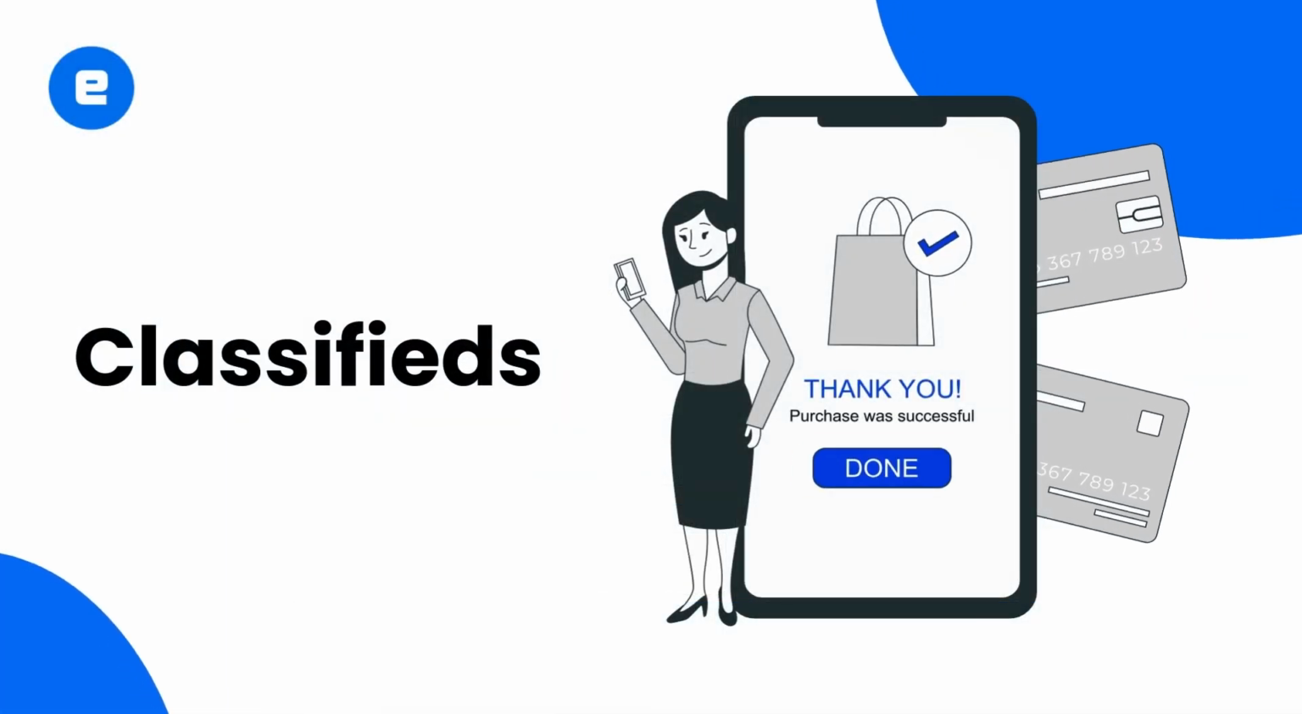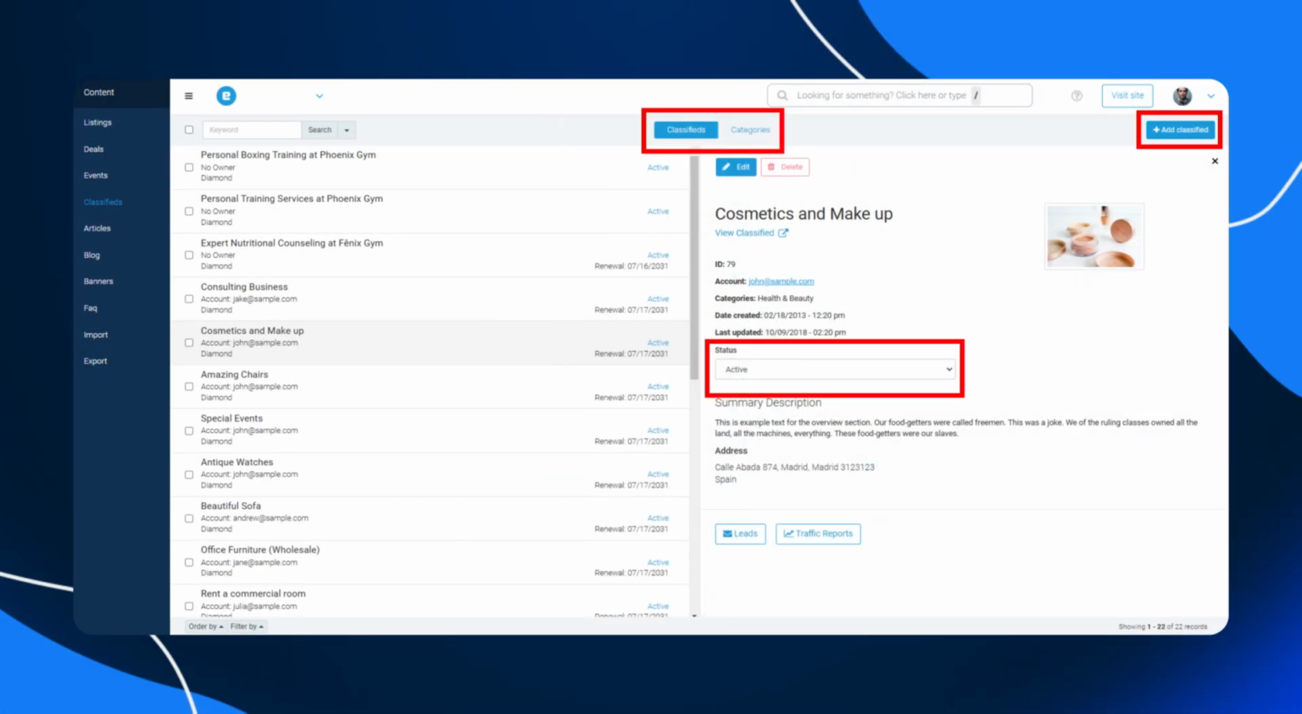Classifieds. In the Classified section, you can advertise products and services. Purchases are not processed through your website. Instead, it functions like a marketplace, similar to Craigslist or eBay, where sponsors list their products, and users contact the sellers directly. Just like the previous section, you can create specific categories for this content, manage their statuses, and manually add new classifieds if you want.